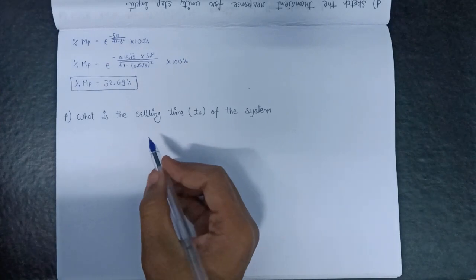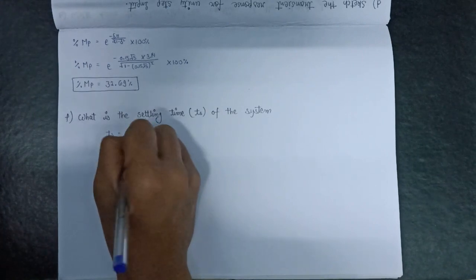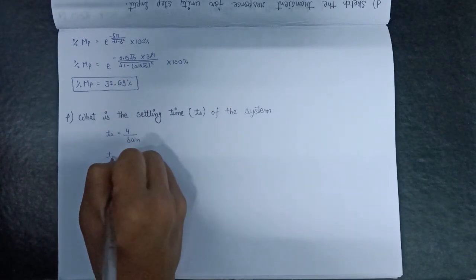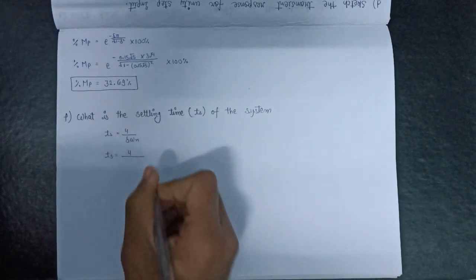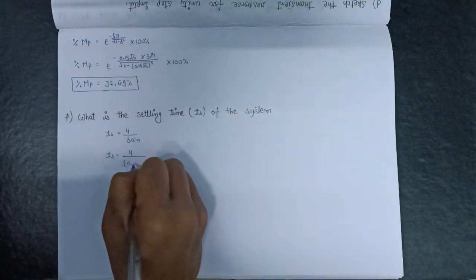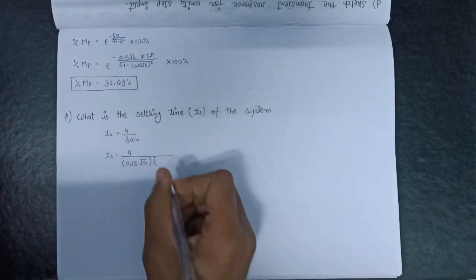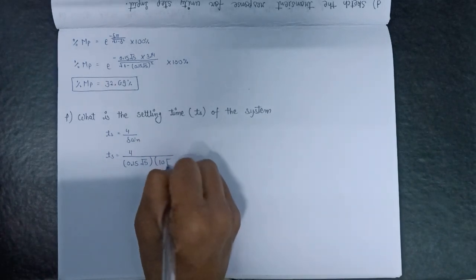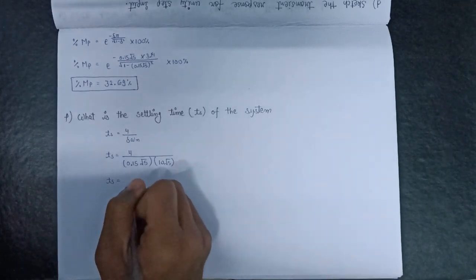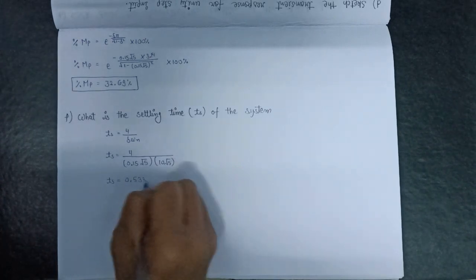Moving on to the next step, that is settling time. So the settling time T of S is equal to 4 over del omega n. So T of S will be equal to 4 over the value of del, which is 0.15 under the root 5, and the value of omega n, which is ten root 5. So here T of S is nothing but equal to 0.53 seconds.